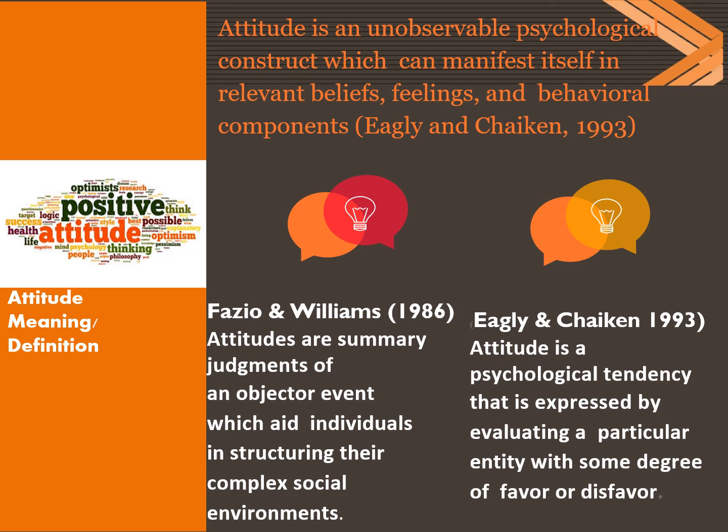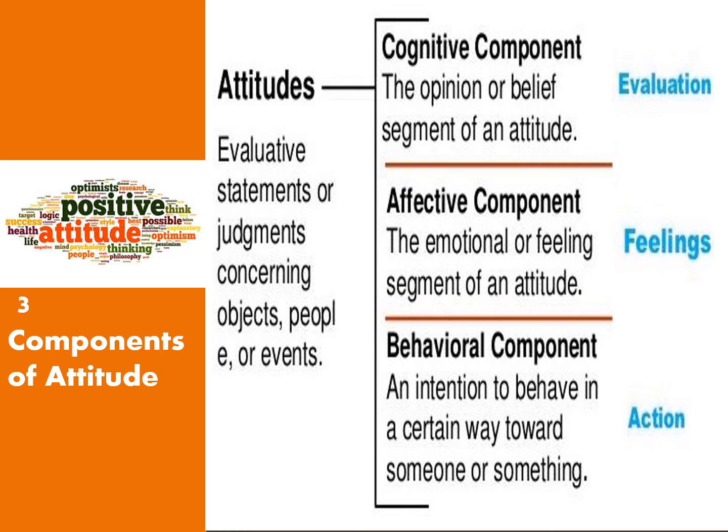It is also an unobservable psychological construct which can manifest itself in relevant beliefs, feelings, and behavioral components. Another definition, according to Fazio and Williams, attitudes are summaries of judgments of an object or event, which aid individuals in structuring their complex social environment. While, according to Eagly and Chaiken 1993, attitude is a psychological tendency that is expressed by evaluating a particular entity with some degree of favor or disfavor. When we say attitudes, of course, it includes evaluation, feelings, and action.